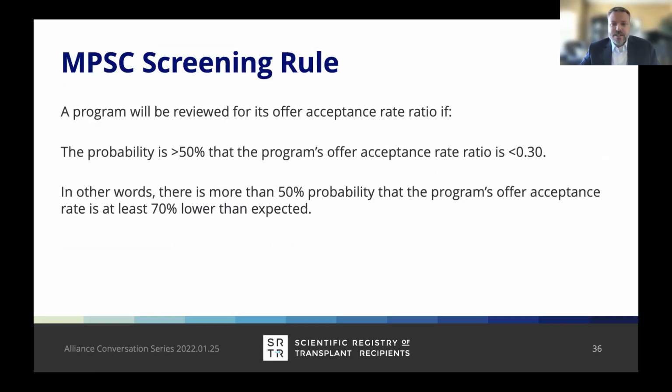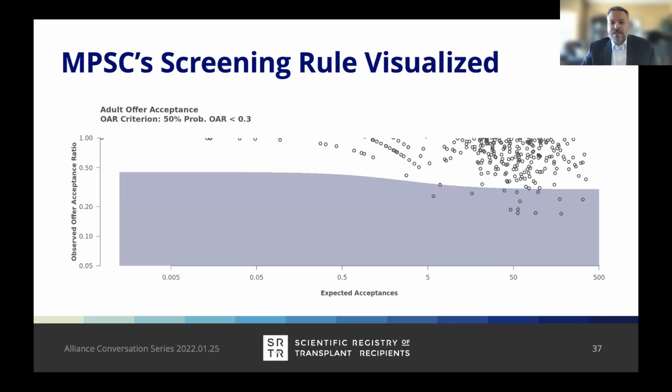Again, the MPSC designed a screening rule, and I'll just jump to the visual of this so you can see how it works. The MPSC is trying to look at the outliers here, and they define that as having an offer acceptance ratio that's at least 70% lower than expected. And you can see of all the dots here at all these different programs, those ones in the purple zone would be the ones that the MPSC would engage with to see if we can improve that offer acceptance practice at that program.